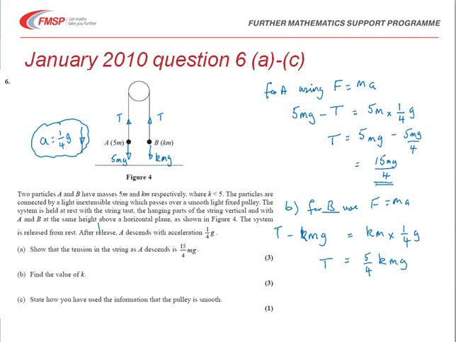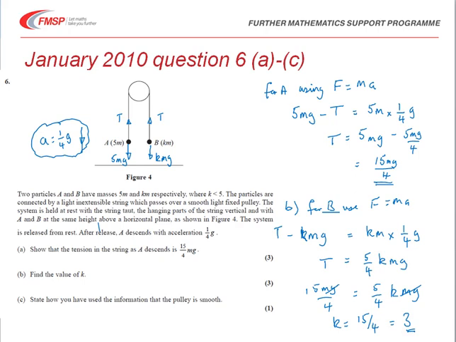But of course that tension is transmitted through the cable that's joining the two, so it's equal to the 15 mg over 4. So now we have that, therefore 15 mg over 4 is equal to 5 over 4 kmg, and you'll see that most things cancel out, the mg's go, and so we've got k is equal to 15 over 4, which is equal to 3. So k is equal to 3, and that's the end of that part of the question.